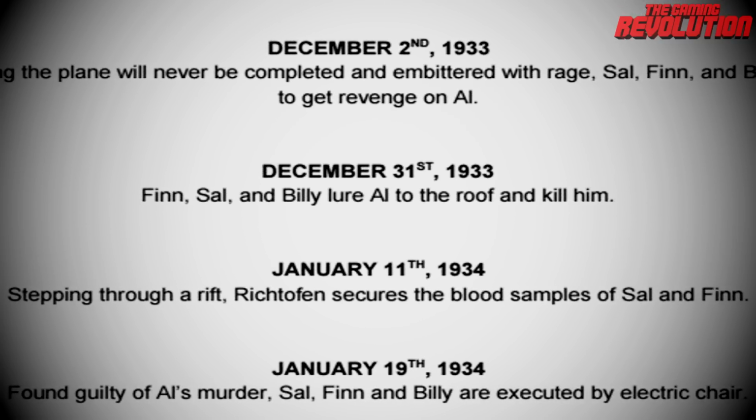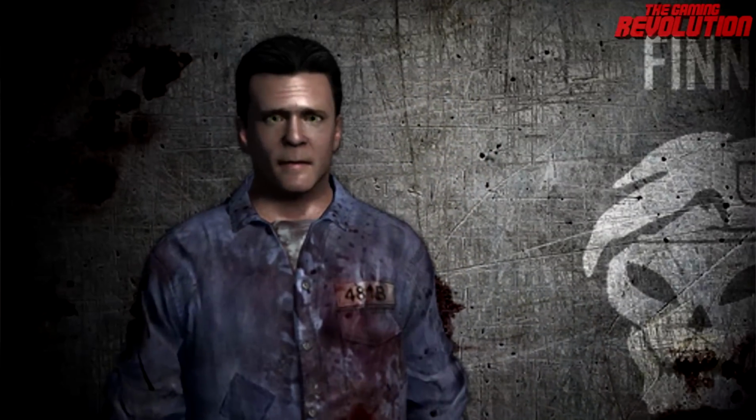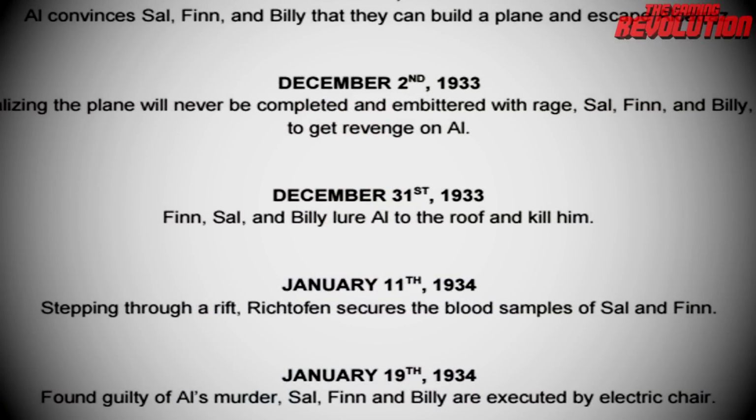On January the 11th, 1934, stepping through a rift, Richtofen secures the blood samples of Sal and Finn. On January the 19th, 1934, found guilty of Al's murder, Sal, Finn, and Billy are executed by electric chair.